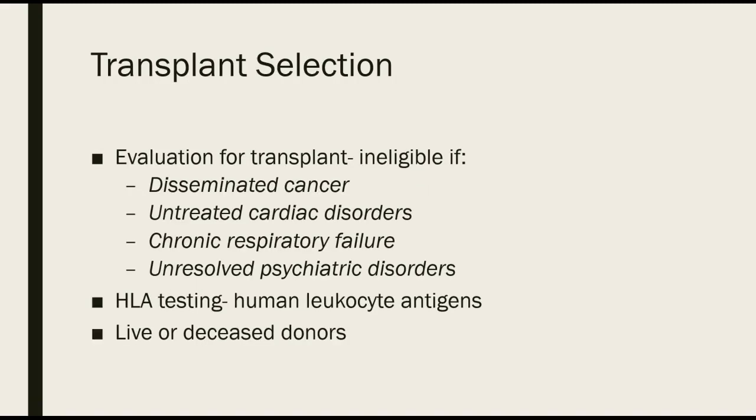So transplant selection is a very important piece. As far as the recipient goes, there's an extensive evaluation of whether the recipient is eligible. If they have disseminated cancer, untreated cardiac disorders, chronic respiratory failure, and unresolved psychiatric disorders such as addiction to drugs, those will cause a recipient to be ineligible for a transplant. So they will do an extensive workup, an extensive psychological evaluation.